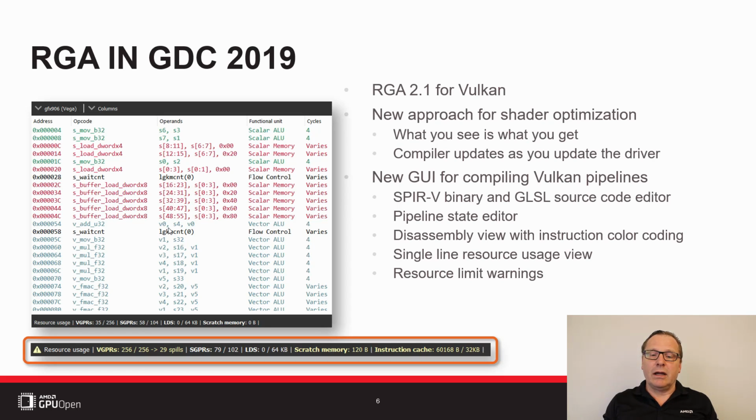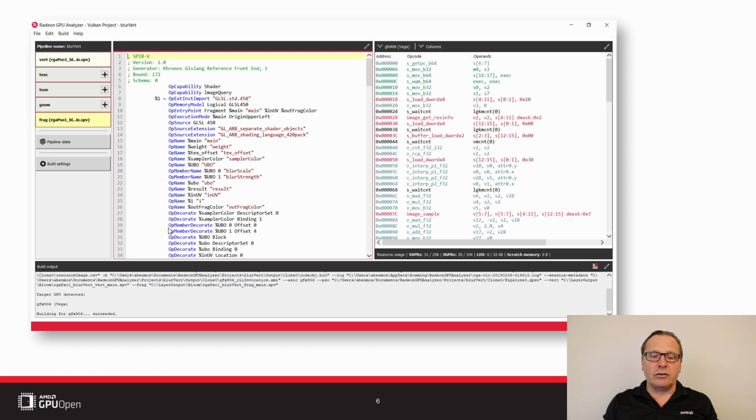For example, as we can see in this screenshot, there are VGPR spills, scratch memory had to be used, and the code did not fit entirely into the instruction cache. And finally, this is how all the pieces come together in the new UI.